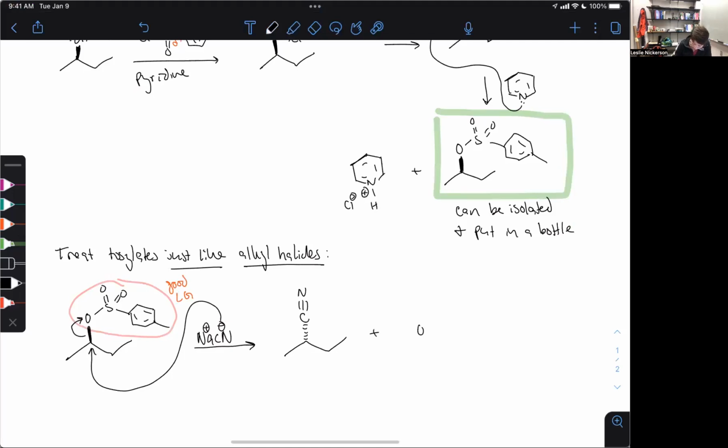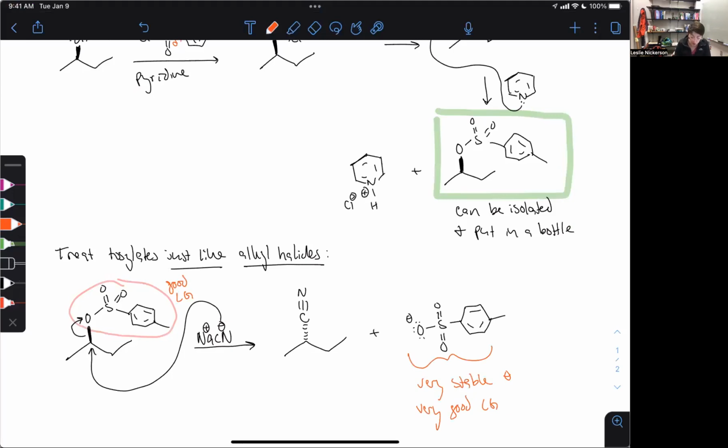And then my leaving group here is going to be this great big monster of a leaving group. Okay, so we're ending up with this. So this is very, very stabilized. And because it's such a stable negative charge due to all of the resonance that's over here, it's very similar to the resonance of sulfuric acid. It's a very stable negative charge, and it's a very good leaving group because of that.